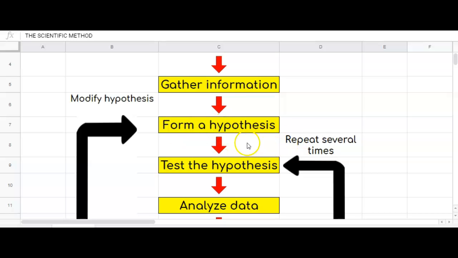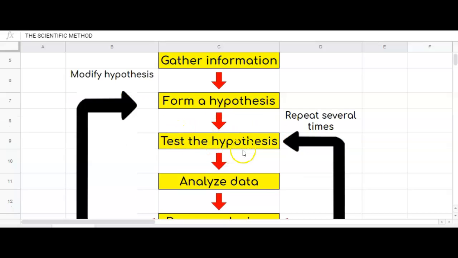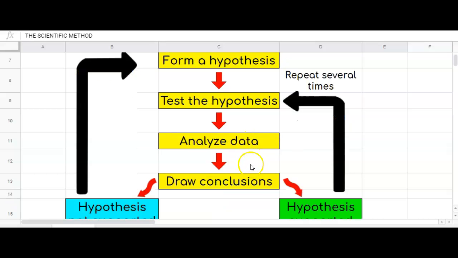All right. The next step is testing the hypothesis. Obviously, with the two RC cars, we'd line them up. You can either do them side by side, or you could time each of the cars over a certain distance, however you want to do it. But then you're testing the hypothesis. You then analyze the data. So you're going to take those times that you have written down and compare the data so that you can see which one is actually faster.